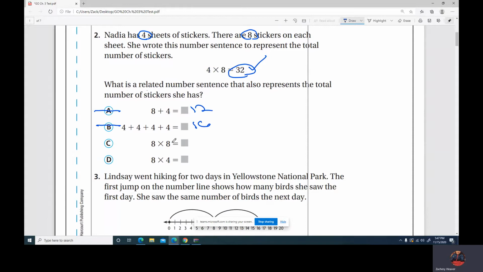8 times 8. If you skip count 8 times or look on your multiplication chart, you know your 8s, we know that 8 times 8 is equal to 64. Okay, so that can't be a problem. But 4 times 8 and 8 times 4, the commutative property tells me 8 times 4 will equal 32 because 4 times 8 equals 32. So the answer right here is D, number 4.